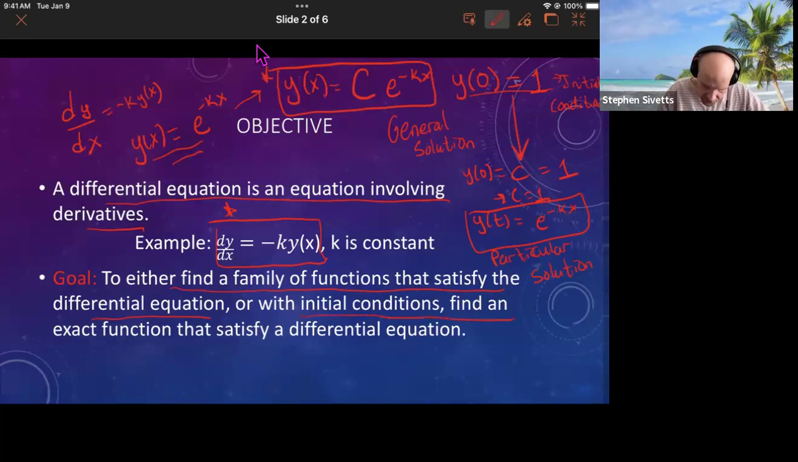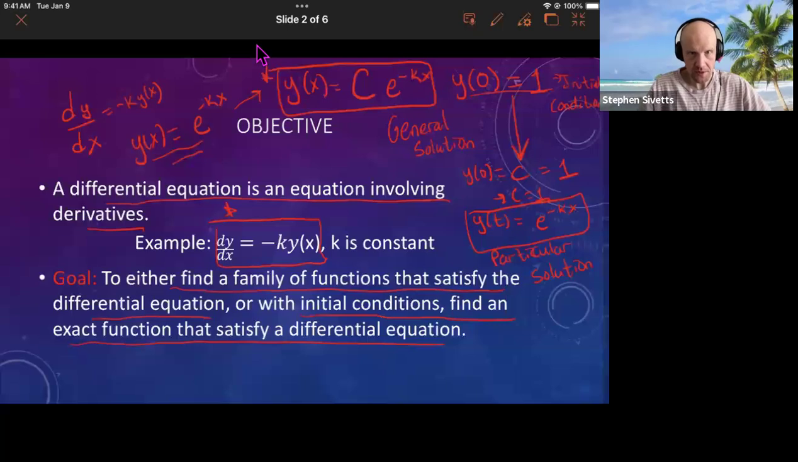So you might have an initial condition, and we would have to figure out an exact function that satisfies a differential equation. This refers to what's called the existence and uniqueness theorem of differential equations. We'll go over that much later. But that is the primary objective, right?